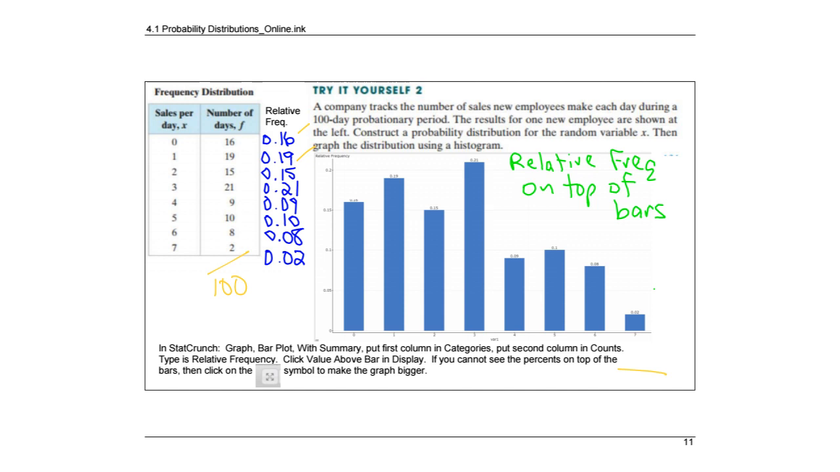I have some instructions here on the bottom if you want to go ahead and put this into StatCrunch. But you should be able to see it in the homework. It's going to be multiple choice. And so you'll be able to see which bar chart works with your probabilities over here.